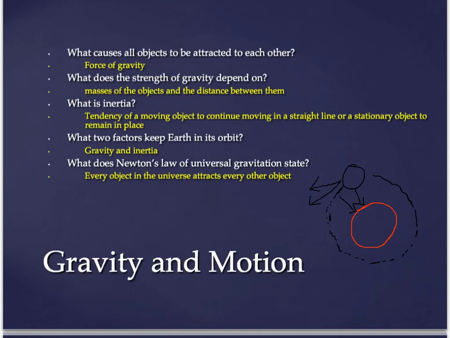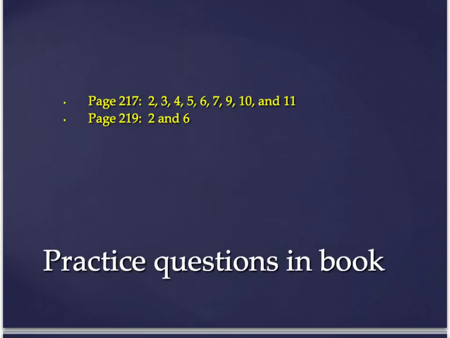What does Newton's law of universal gravitation state? It states that every object in the universe attracts every other object. Everything that has mass also has gravity, even you.